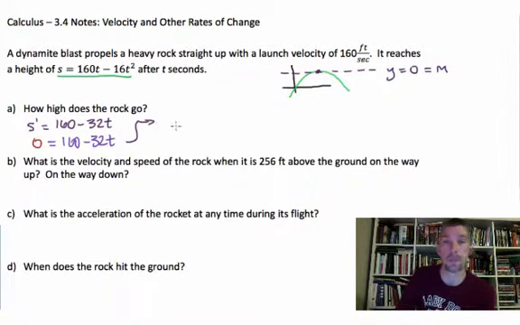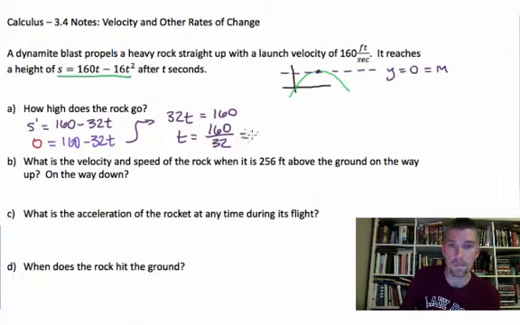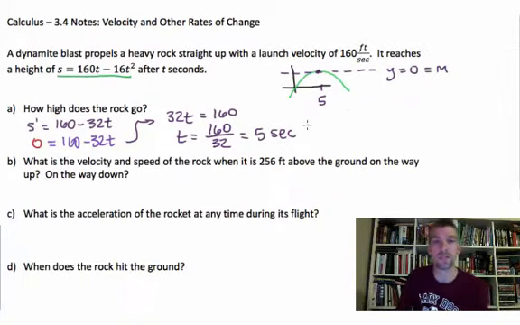So what do I do? I simply subtract 160 from both sides, and then divide both sides by that 32. So t is equal to 160 over 32, and if I double check that with my calculator, that's going to be 5 seconds. Okay, in 5 seconds, that's when I get that horizontal tangent line, or my maximum height. How cool is that? You couldn't do that in pre-calculus, and that's why this is fun.